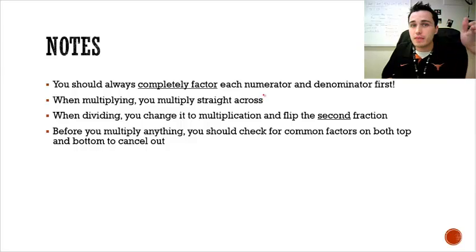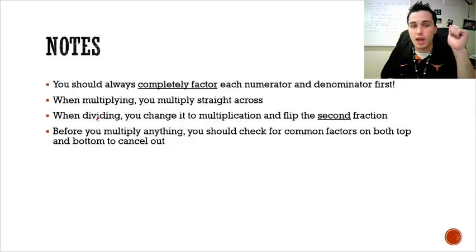Now, once you've done this, for what we're going to be doing here right now, we're either going to be multiplying these fractions or we're going to be dividing them. And you handle them one way or the other, depending on what you're looking at. When multiplying, you just multiply straight across. And when dividing, you change the division into multiplication, and then you flip the second fraction only. So in both situations, you're going to end up multiplying straight across.